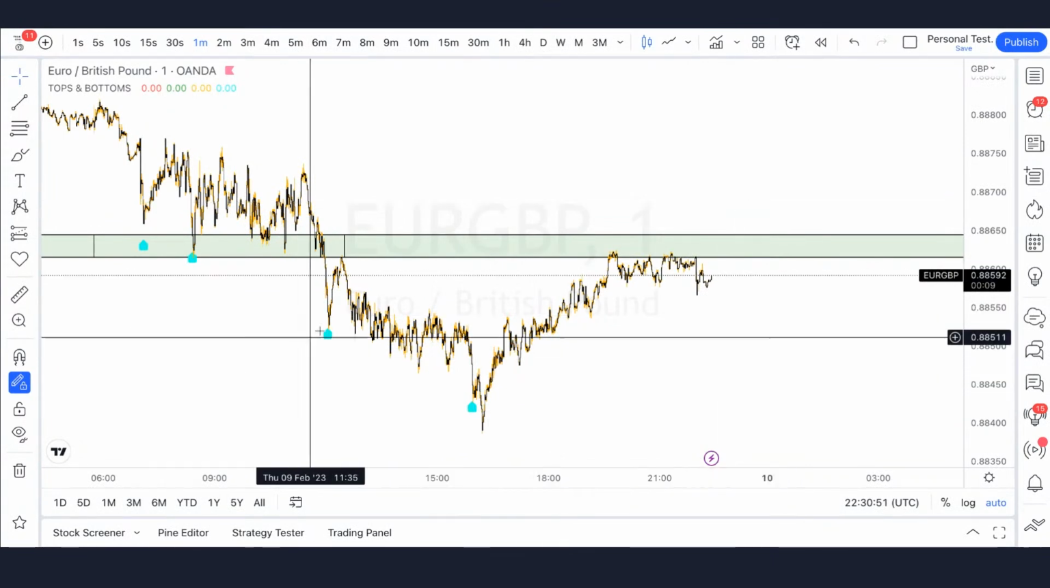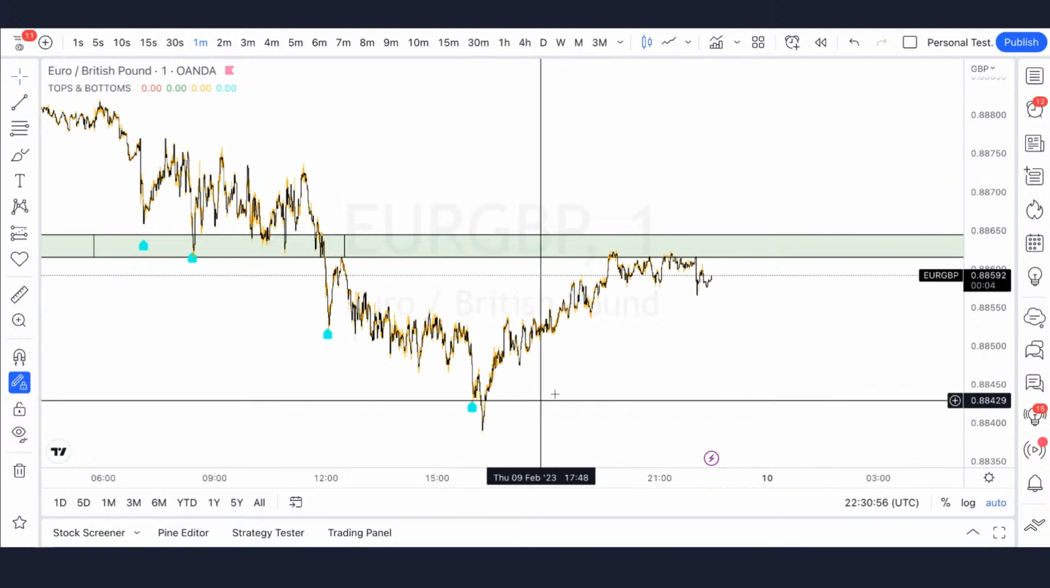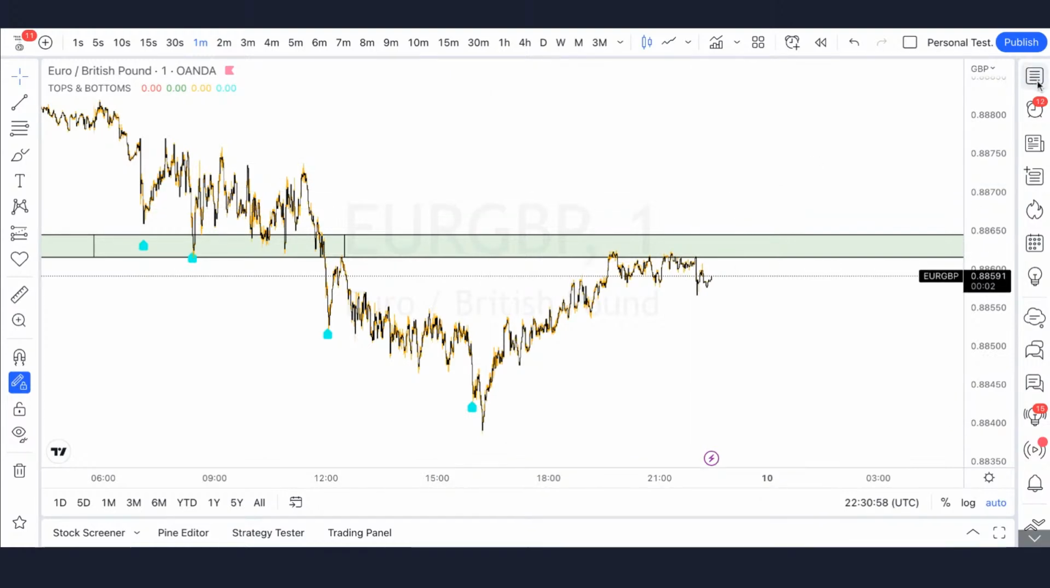We could have held that throughout the rest of the day. You could have really held both of those entries, and it would have been a very nice trading day. But we'll happily move on. Now let's move on to the next trades that we took.